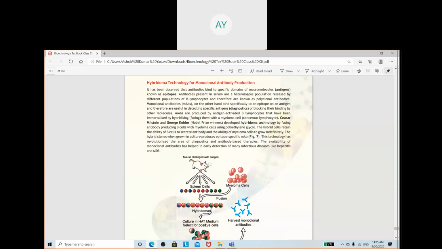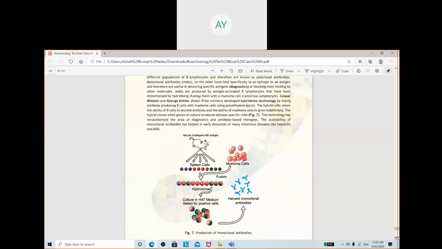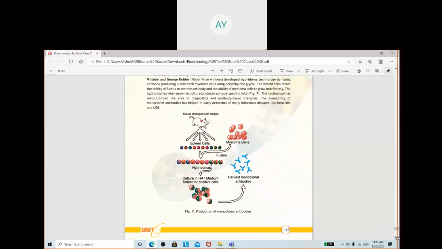In which medium are you going to select the hybrid cell? Anyone? Can anyone tell me in which medium you are going to select the hybrid cell? This question must come for 5 marks in your coming competitive exam or in your CBSE exam. That's why I'm repeating these things again and again.